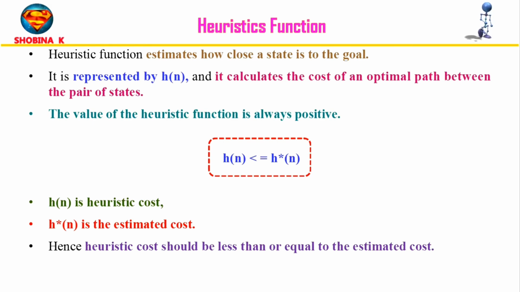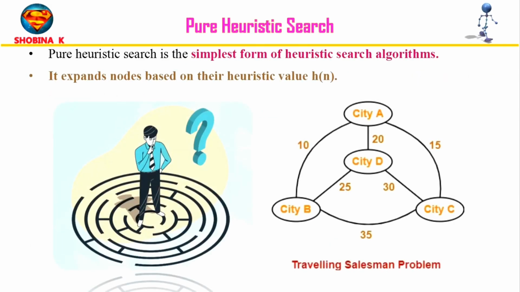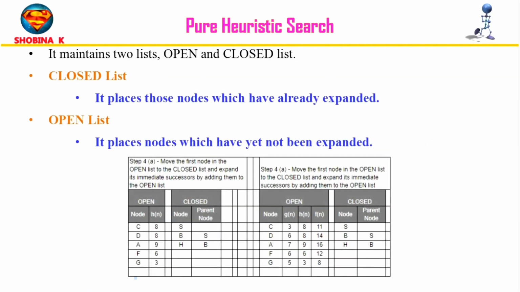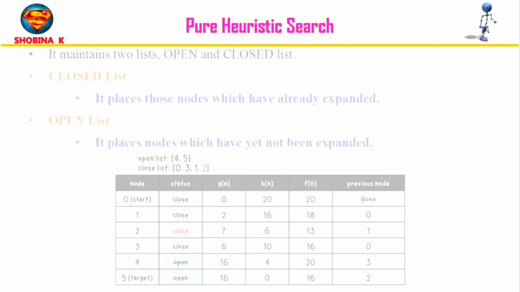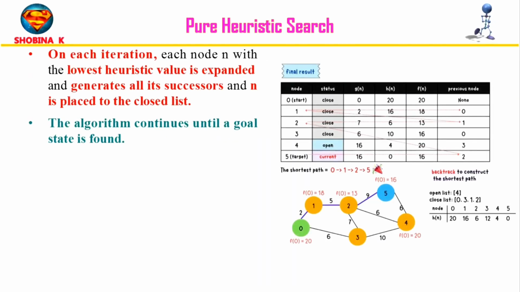Before moving on to the types of informed search, let's understand what pure heuristic search is. Pure heuristic search is the simplest form of heuristic search algorithm. It grows nodes according to their heuristic value. The classic example of heuristic search method is the traveling salesman problem. In heuristic search, two lists are created, open list and closed list. The open list is for new but unexpanded nodes and the closed list for expanded nodes. For every iteration, the node with the smallest heuristic value is expanded and all its child nodes are generated and added to the closed list. A heuristic function is then applied to the closed list and the node with the shortest path is saved and the rest are discarded. This algorithm continues until the goal node is found.